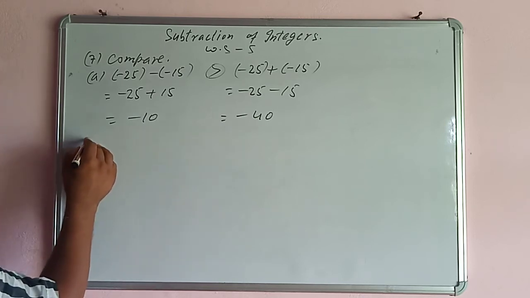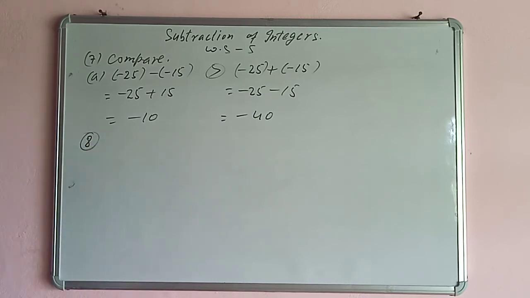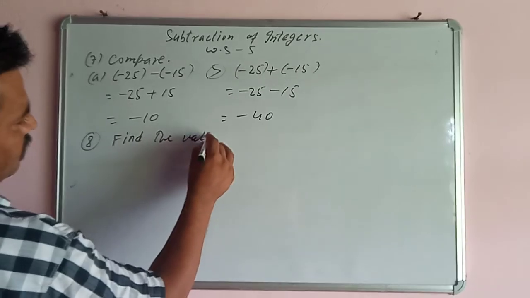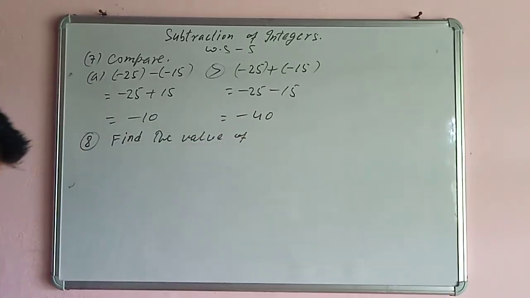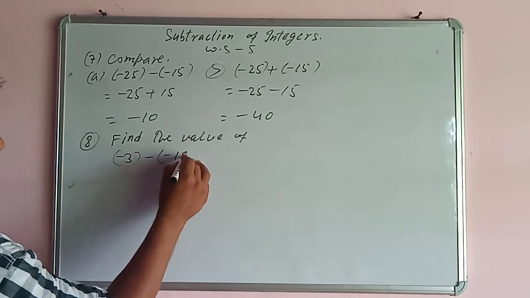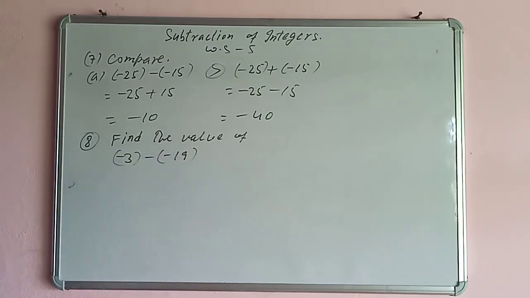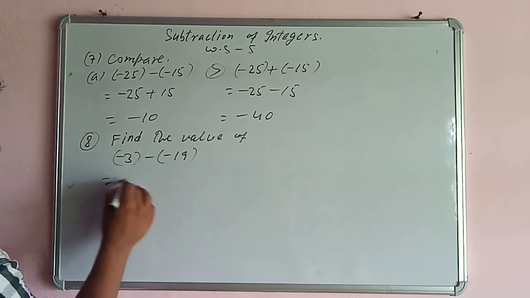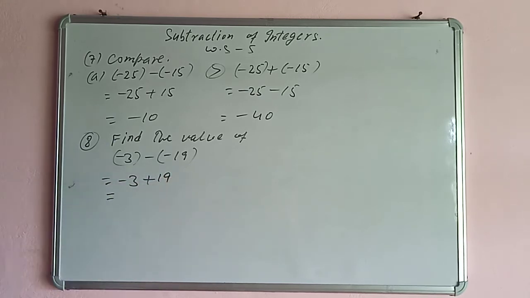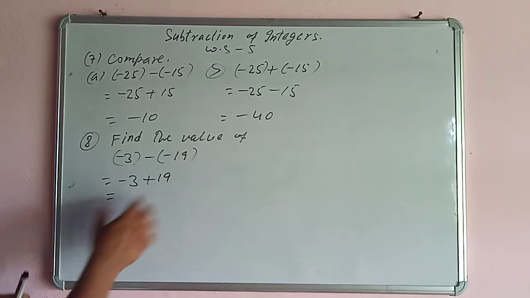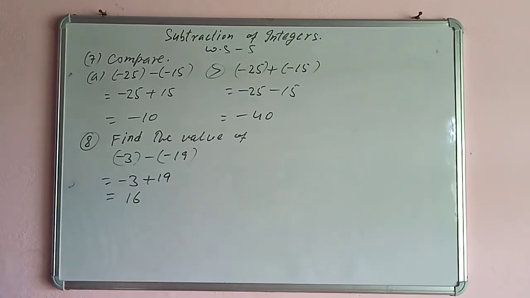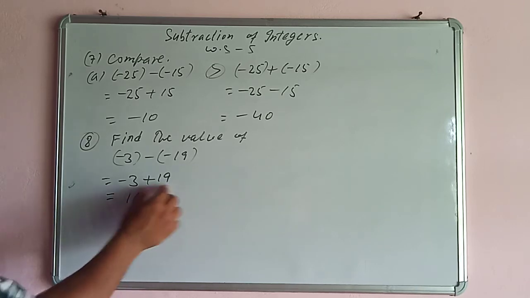And now in question number 8, find the value of the first part, minus 3 minus 19. So again, when we solve it is minus 3 minus into minus plus 19. So again, both the integers have opposite signs. So we will subtract them. So 19 minus 3 it is 16. So answer is positive 16 because positive number is greater.